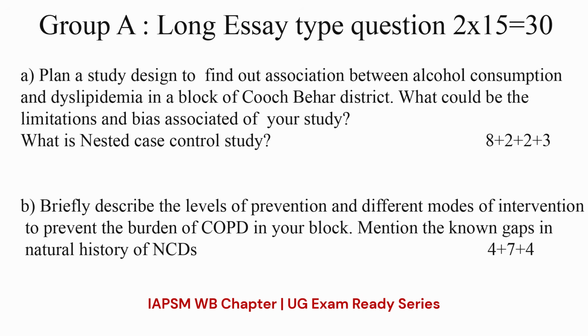In community medicine paper 1, there are certain groups you know already: group A, B, C, D. In group A, there are long essay type questions of 15 marks each. Here there was a question: how will you plan a study design to find out the association between alcohol consumption and dyslipidemia in a block of Cooch Behar district? What could be the limitations and bias associated with the study, and what is a nested case control study?